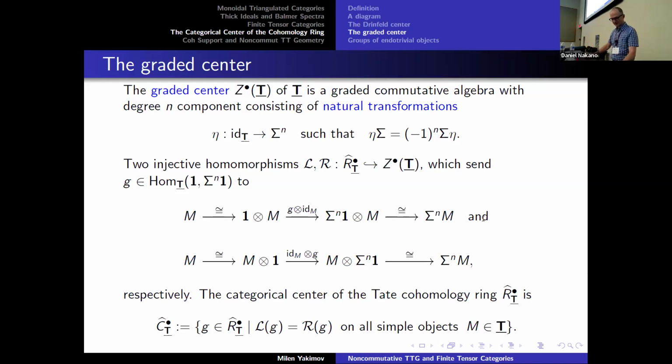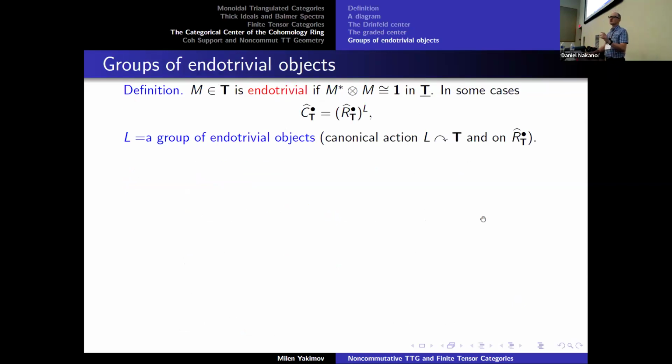All right. And I want to come back to what John talked about in the morning, the groups of endotrivial objects. So now we want to think about how we can think conceptually about this categorical center of the cohomology ring. We think that this is some sort of generalization of fixed point subrings.